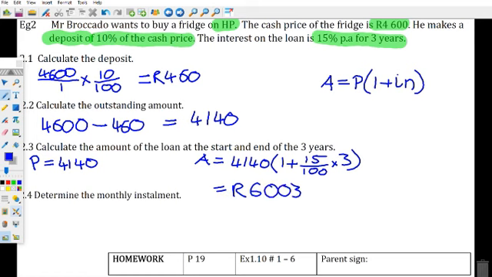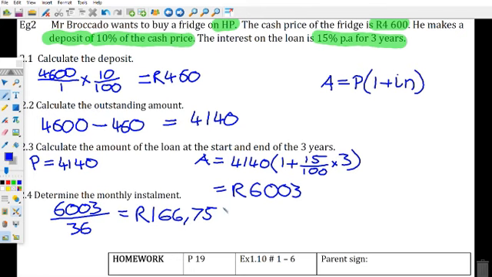6,003 Rand. Nice little round number there. Okay, so now we need to determine the monthly installments. So this is at the end of 3 years. So how many months are there in 3 years? 36. So we're going to say 6,003 Rand divided by 36. It's going to be 166.75 Rand. Okay.